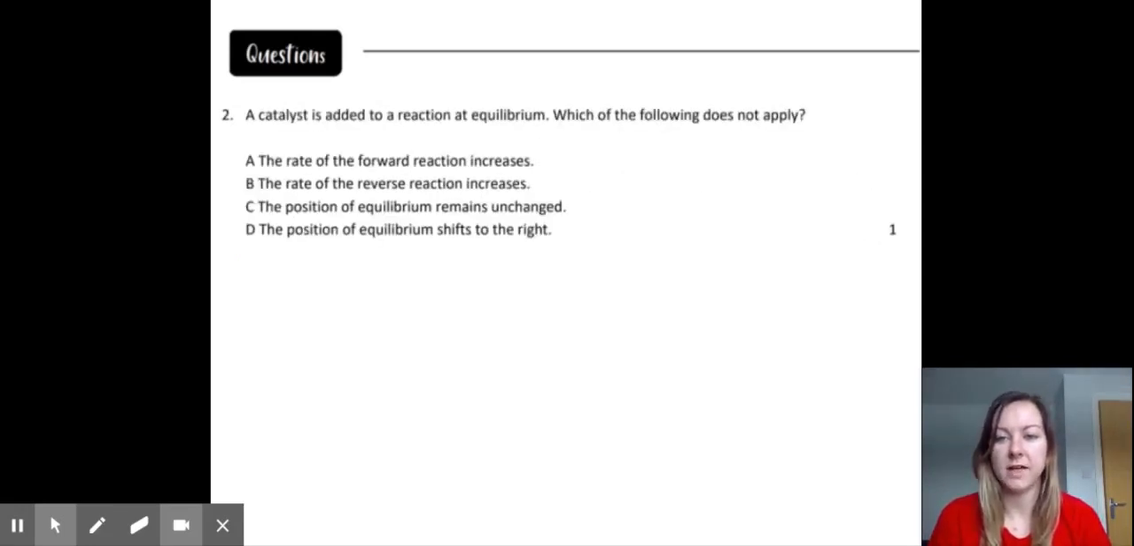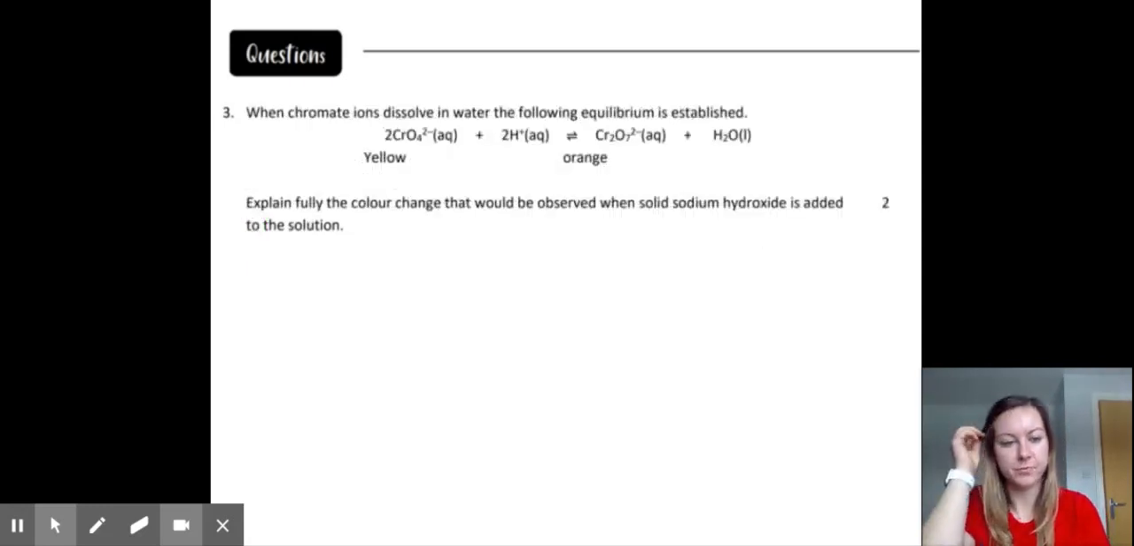Question 2. A catalyst is added to a reaction at equilibrium. Which of the following does not apply? So we have A, B, C and D. A, the rate of the forward reaction increases. That's true. B, the rate of the reverse reaction increases. That's also true. C, the position of equilibrium remains unchanged. Yep, that's true. So the answer must be D. The position of equilibrium shifts to the right. We should know that adding a catalyst does not affect the position of equilibrium, so it cannot possibly move to the right. That's why the answer is D.